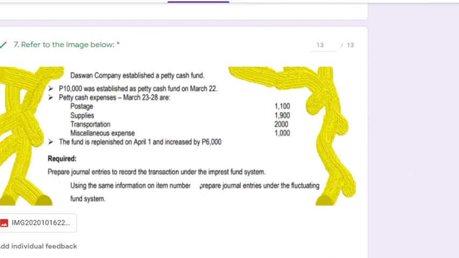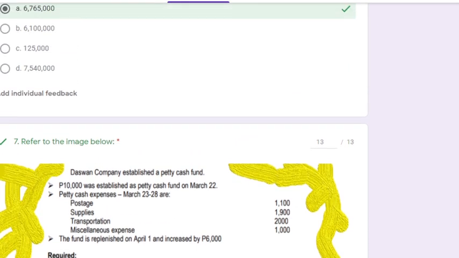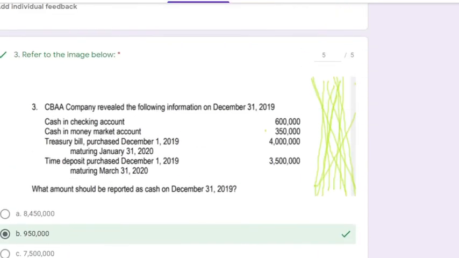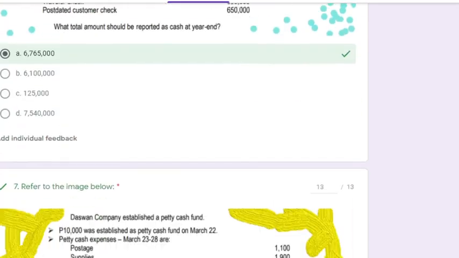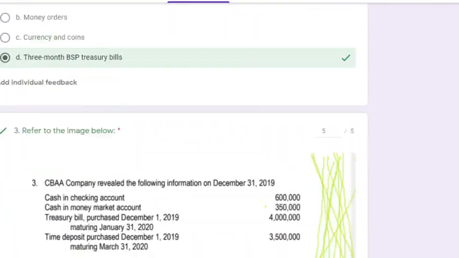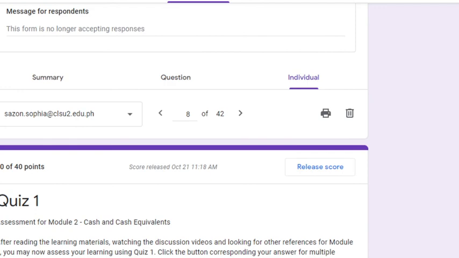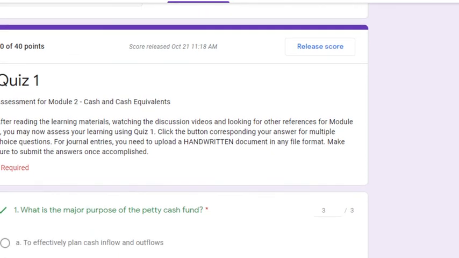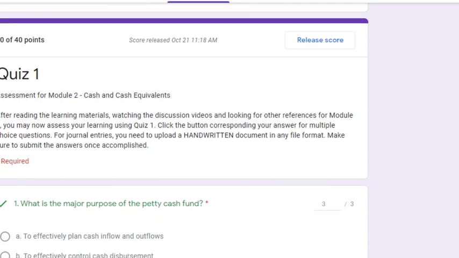So by now you should be having the results of the scores of your quiz number 1. So I think that ends the discussion on quiz number 1 for the topic cash and cash equivalent. So on the next modules, we will be trying to have yung mga short quizzes na tulad nito para sa ganun ay na-assess natin yung learning on the module and the discussion videos.